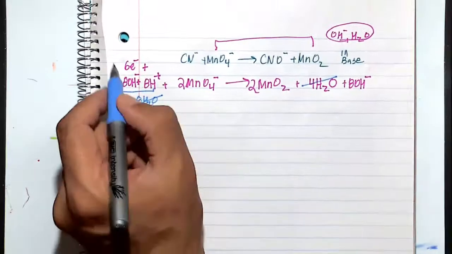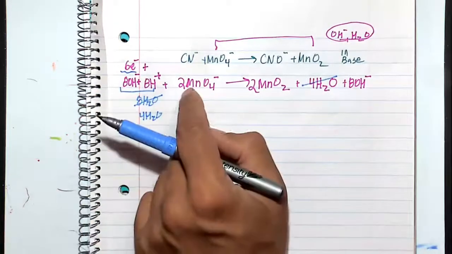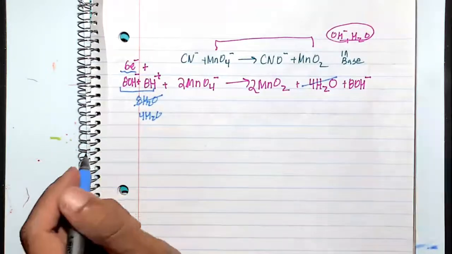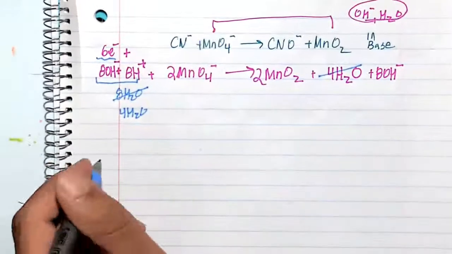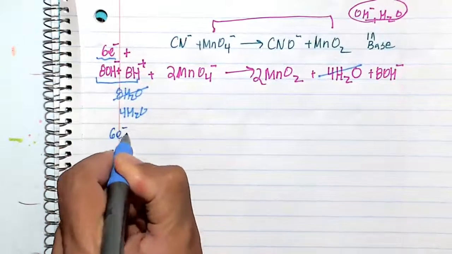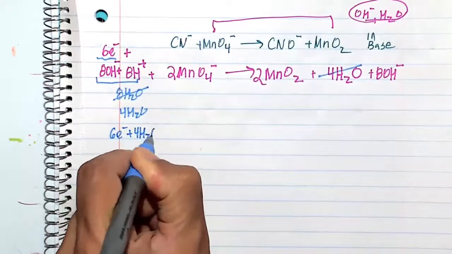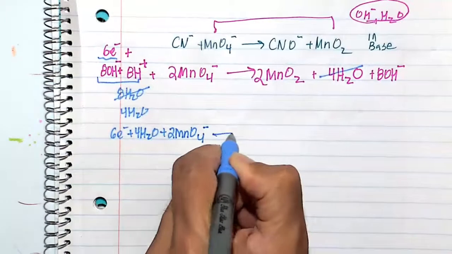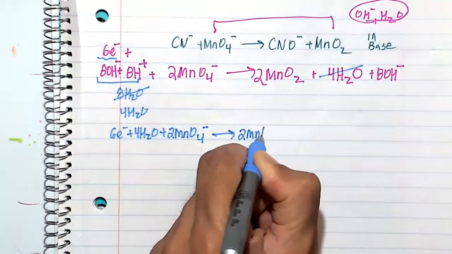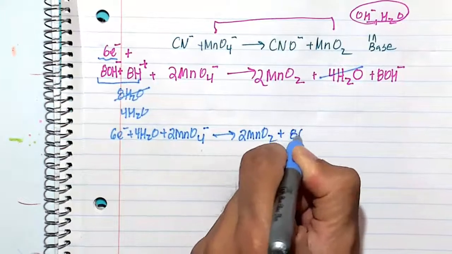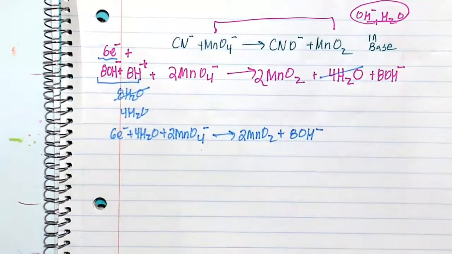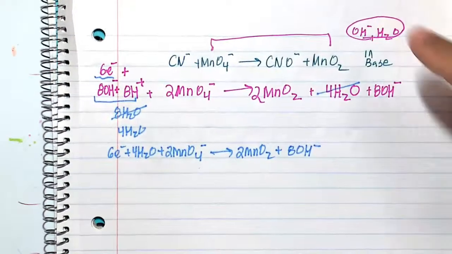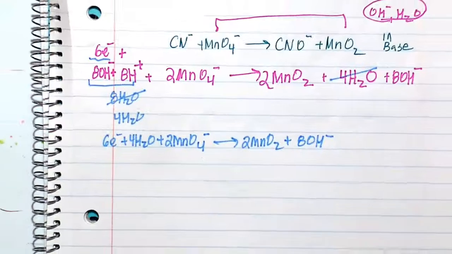This is a reduction half reaction because we gain 6 electrons in order for MnO4 minus to go to MnO2. So our final half reaction here is going to be 6 electrons plus 4 H2O plus 2 MnO4 minus, and that's going to go to 2 MnO2 plus 8 OH minus. So notice that there are no H pluses. I cleared them because the problem tells us this is in basic solution.